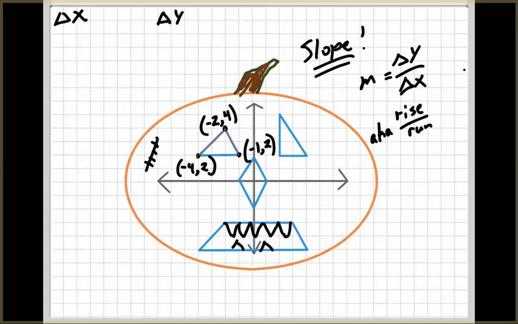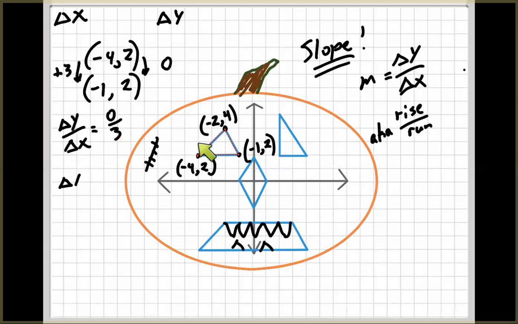Let's look at this bottom line segment. So -4, 2 to -1, 2. Notice my change in x is +3. My change in y, I'm not going up or down. I'm not going anywhere. So 0 divided by 3, that's just 0. Think of it like you were skateboarding or skiing on a flat surface. You're not going to go anywhere unless you power yourself. So that's a 0 slope.